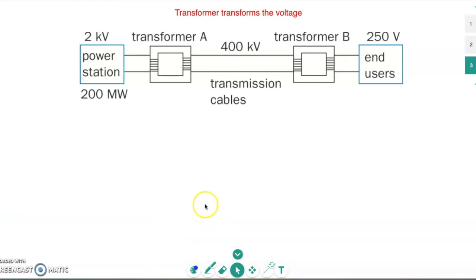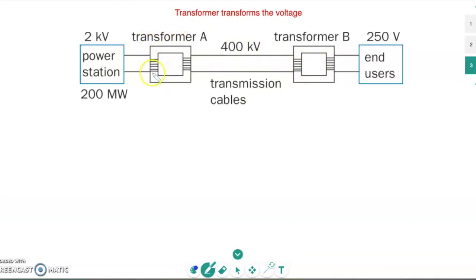Right, so let's continue with the transformer and how it transforms the voltage as the power is transmitted from the power station to us at home. This is a very simplified diagram of how we get our electrical supply from the power station. In between, there are actually two transformers. I'm not sure whether there are normally more, but typically this is the idea.